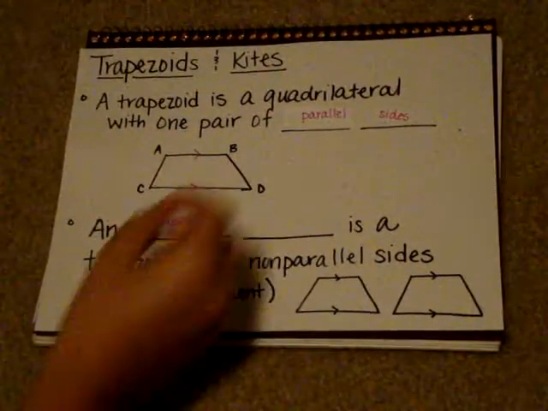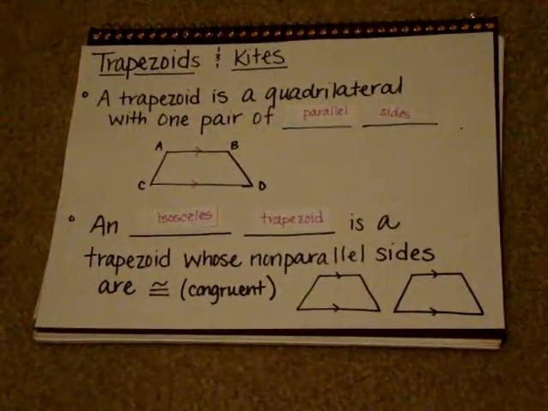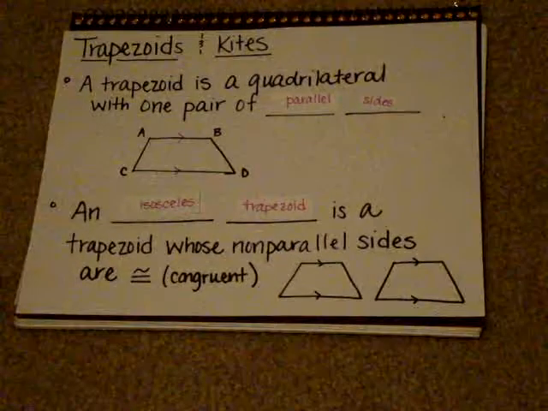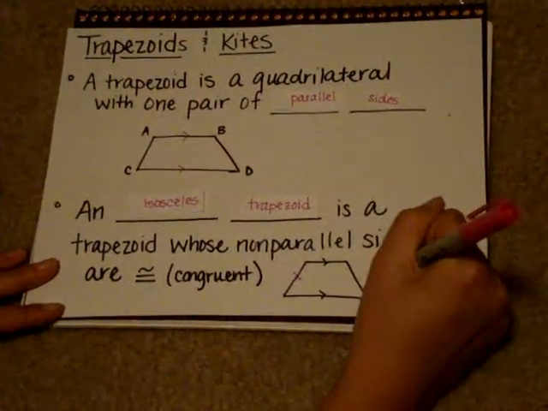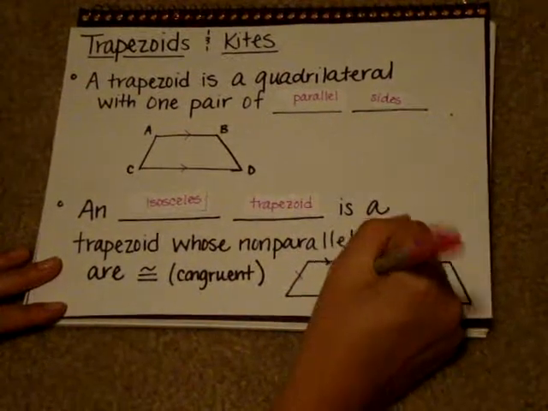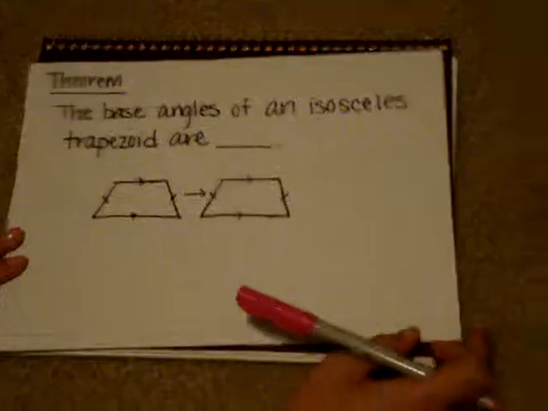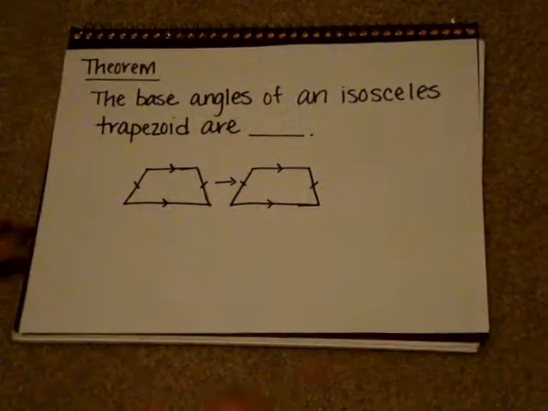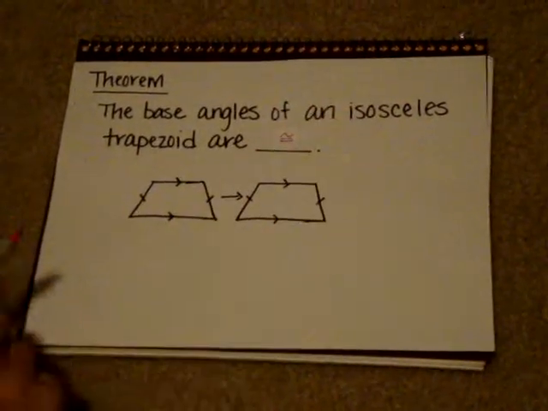Now an isosceles trapezoid is a trapezoid whose non-parallel sides are congruent. So this means that this side is congruent to this side, and this side is congruent to this side. Now a theorem we've learned with isosceles trapezoids is that the base angles of an isosceles trapezoid are congruent.